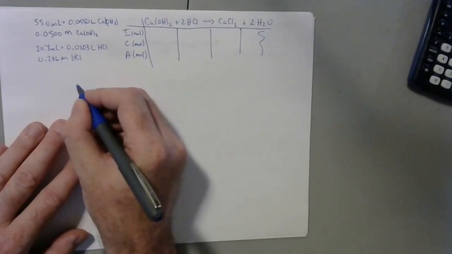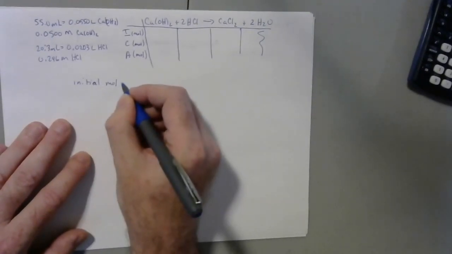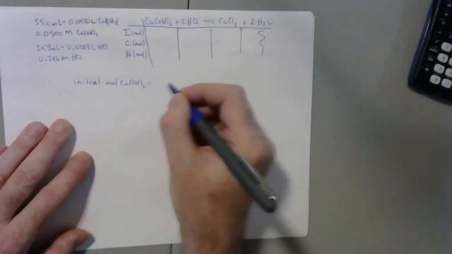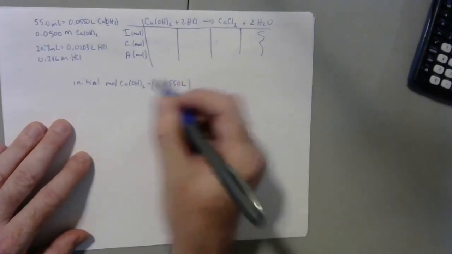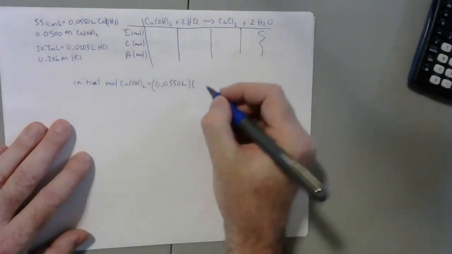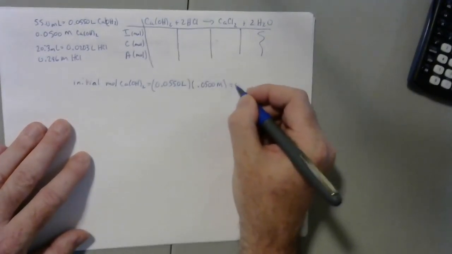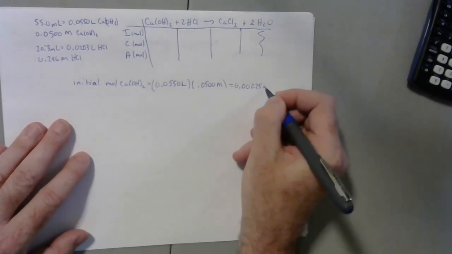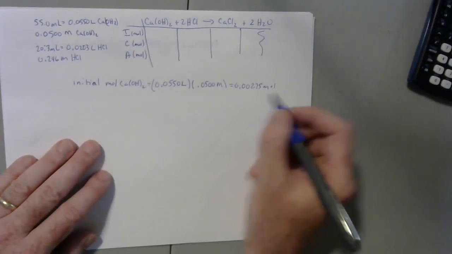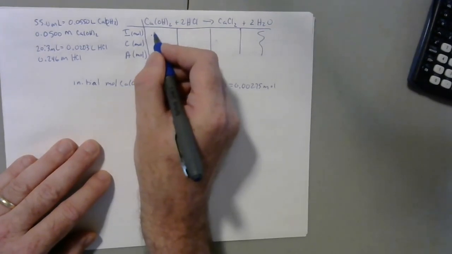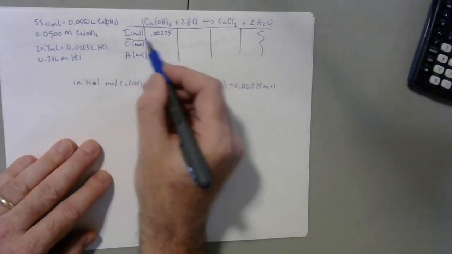So my initial moles calcium hydroxide is going to be 0.0550 liters of the calcium hydroxide solution from up here times 0.0500 molar, which is going to give me 0.00275 moles. So that is the initial amount up here. 0.00275 moles all the way across.